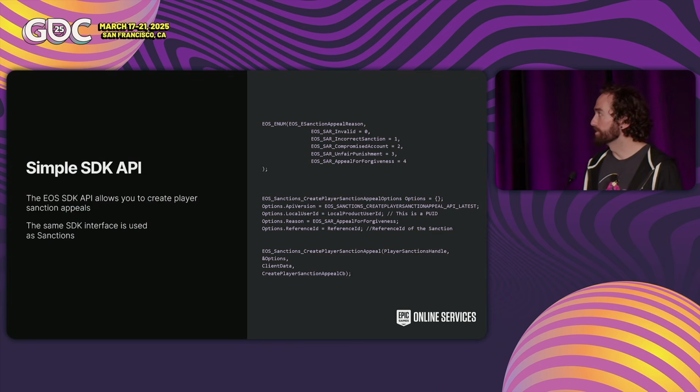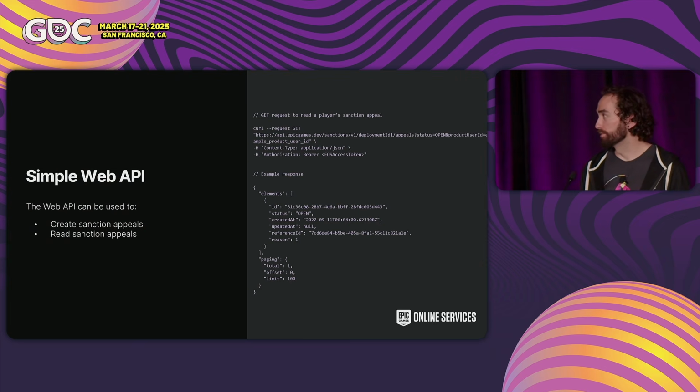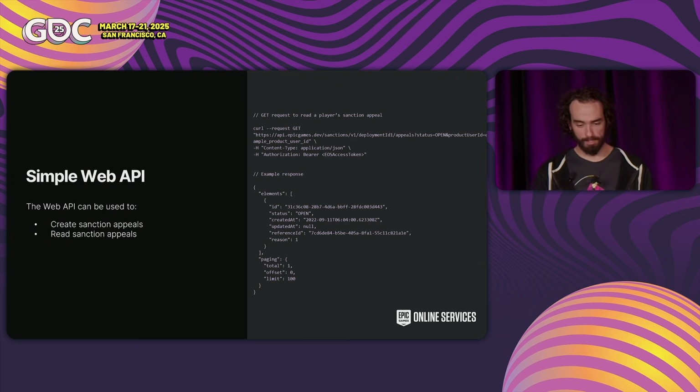Let's talk through some of the parameters that you would need to pass in. The first, API version, that's a standard parameter in most EOS SDK functions. One of the reasons it's there is for backwards compatibility. Local user ID, this is the PUID of the local player creating the sanction appeal. The reason, this is an enumeration set, for example, unfair punishment, appeal for forgiveness, and the reference ID, which is a reference ID of the sanction that the player is appealing. You can also use our web API to create sanction appeals, and you can also use our web API to read sanction appeals and export them into an external system.